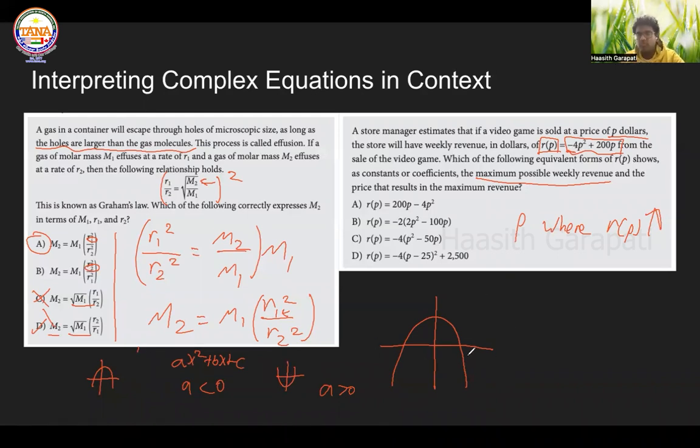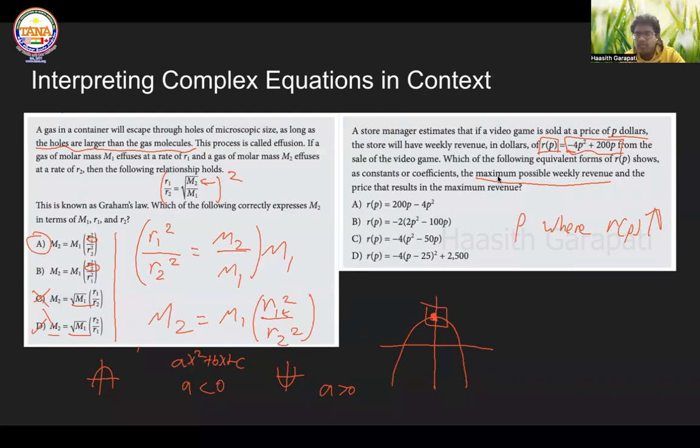Okay, but yeah, back to this. The maximum, where's the maximum going to be located? It's going to be located at the vertex, right? The vertex is like the most extreme point, the point with either the most negative y value or the most positive y value. In this case, it's going to be positive because it's a negative quadratic equation. So it's going to be like a hill with the highest point.